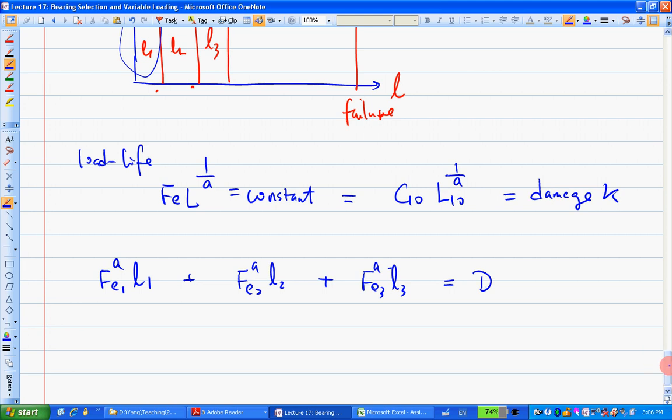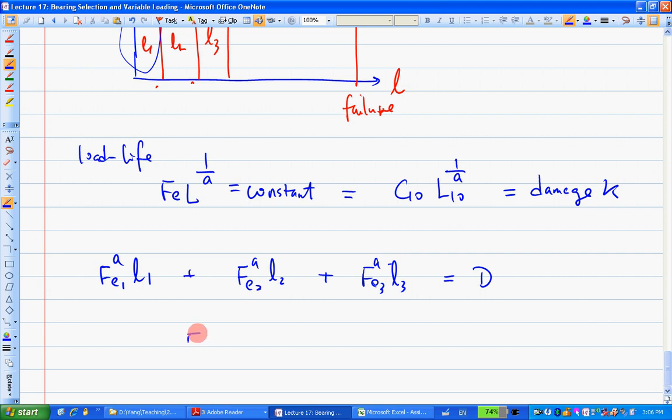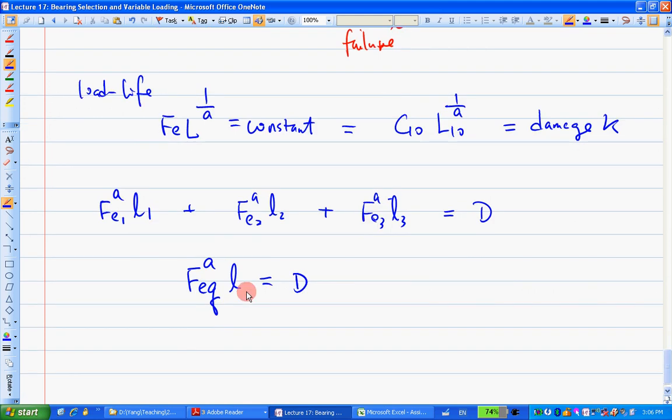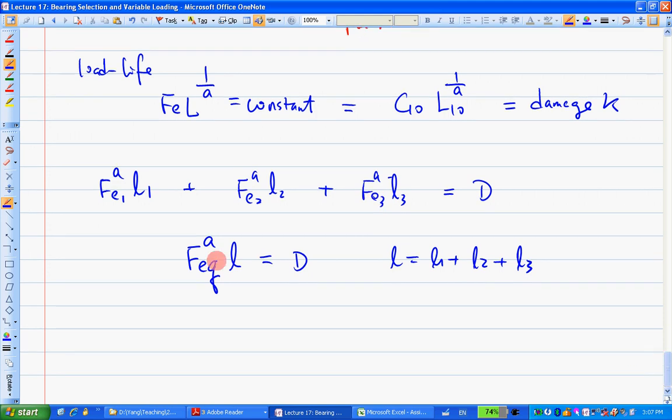So what we want to find out is an FE2, so that this FE2 will cause the same damage as the three combined. Make sense? The total L here is L1 plus L2 plus L3. You're subject to L1, L2, L3, so that's the duration, the number of cycles, and under those are FE1, FE2, FE3. So what will be the equivalent load when you subject the bearing to FE2 for L number of cycles, causing the same amount of damage as the separate ones? Then you equate this with that.